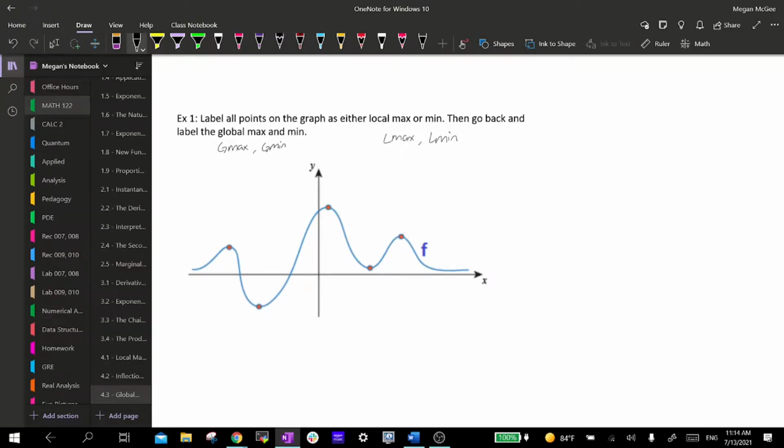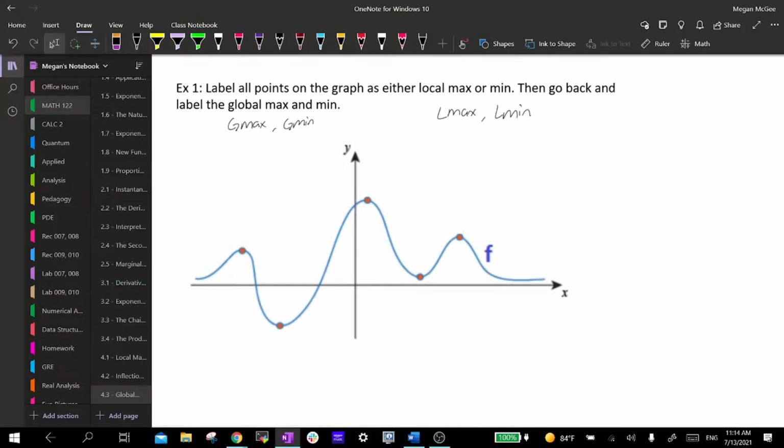Alright, so all of these little points here that we're given on our graph, I'll zoom in a little bit. Over here, we're going to start left to right. We have a local max, and then we go down to a local min, back up again to a local max, down again to a local min, and we finish off on a local max.